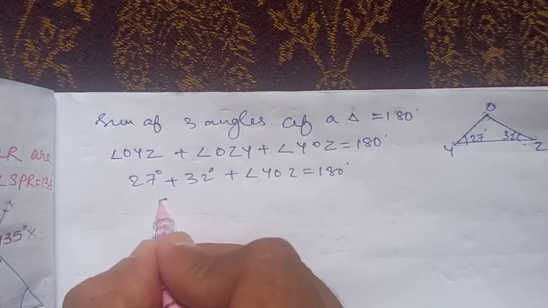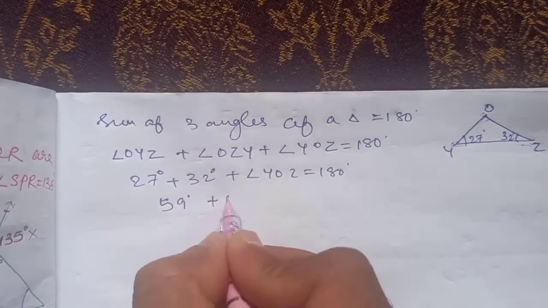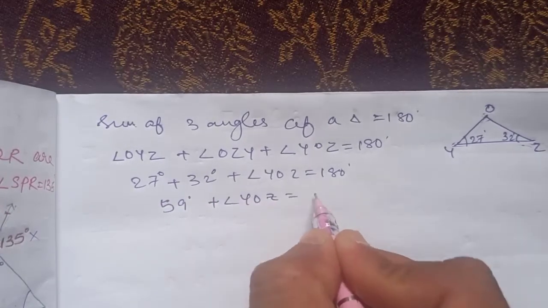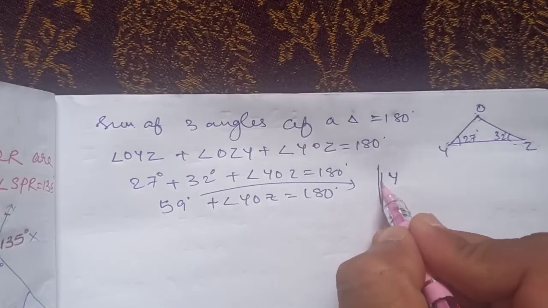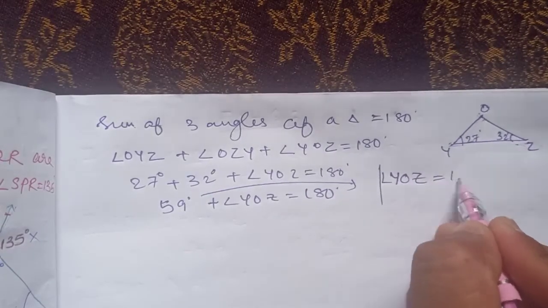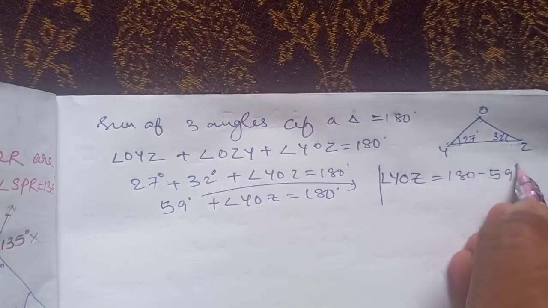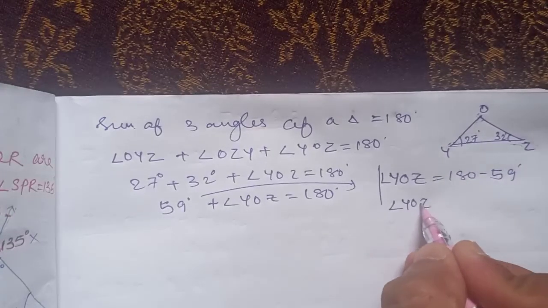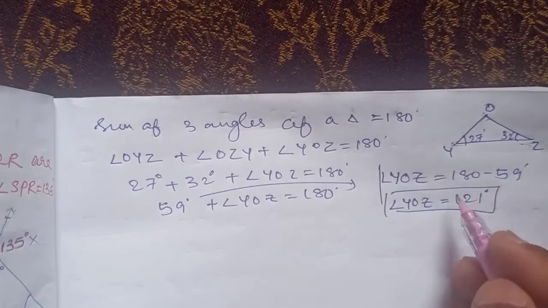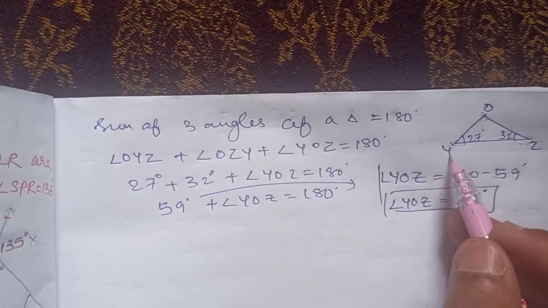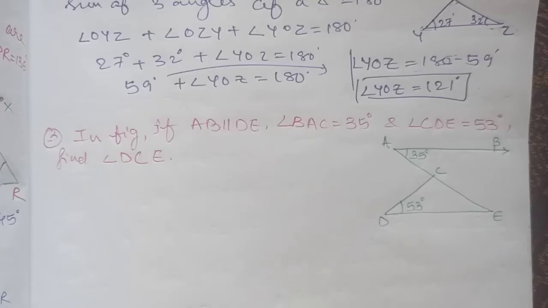Now add this, you will get 59 degrees plus angle YOZ equals 180 degrees. Bring 59 to this side. Angle YOZ equals 180 minus 59. Angle YOZ we will get is 121 degrees. So next, now question number 3.